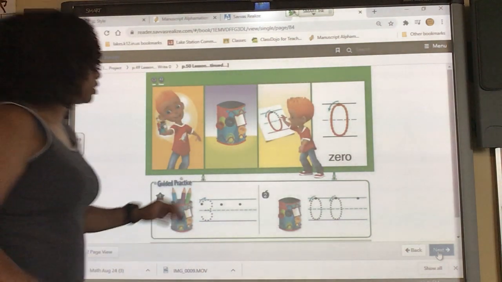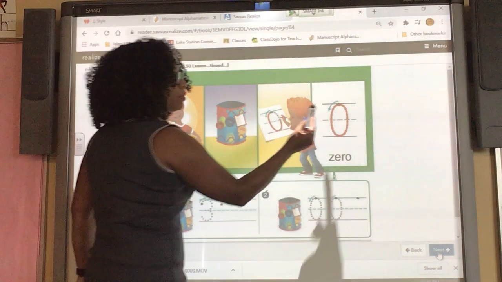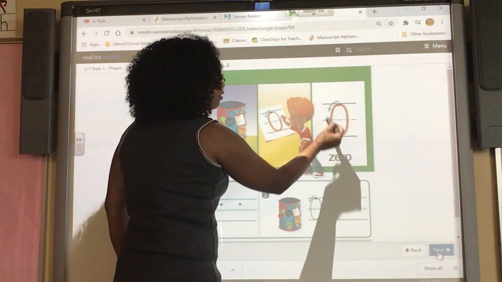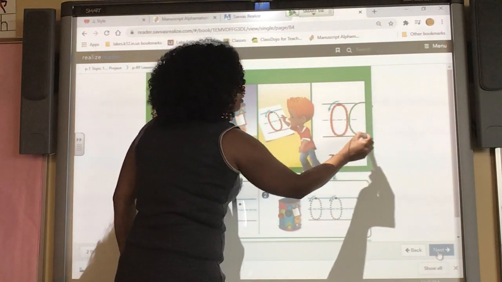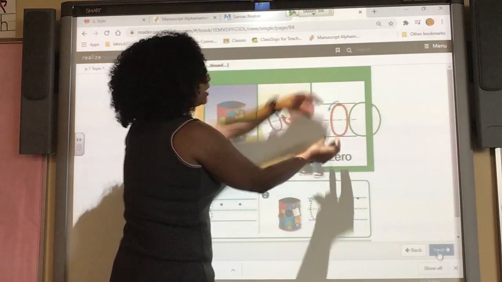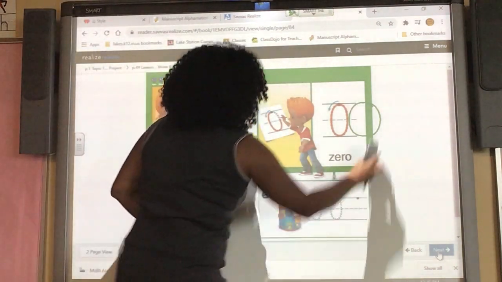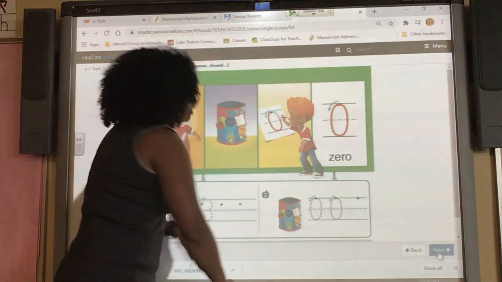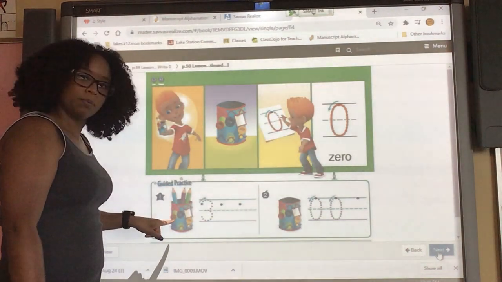All right, my darlings. So they're showing us about the number 0, and remember I said the number 0 is shaped like an oval. It's long. It's not round like a circle. It's long and a little bit skinnier. So this is not a 0. This is our 0. It's long and it's thin. So we're going to practice that.